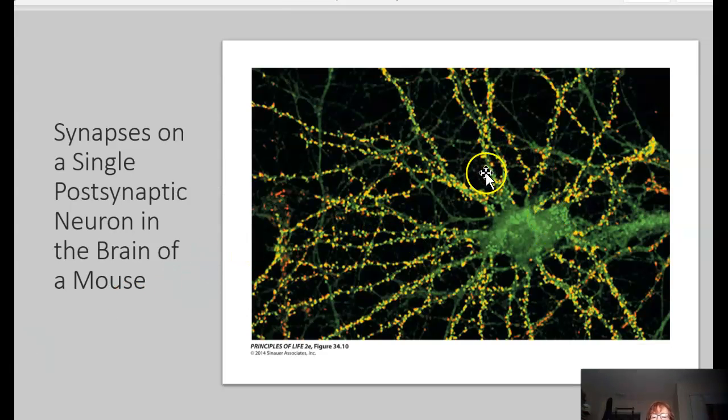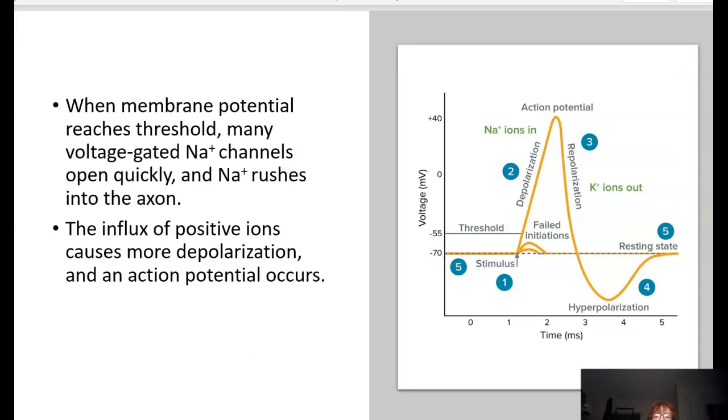Here's just, I like this picture because it shows you how many synapses, in this case, all these little bright spots here are synapses onto a single postsynaptic neuron from other neurons in the brain of a mouse. So this is an actual photograph here.